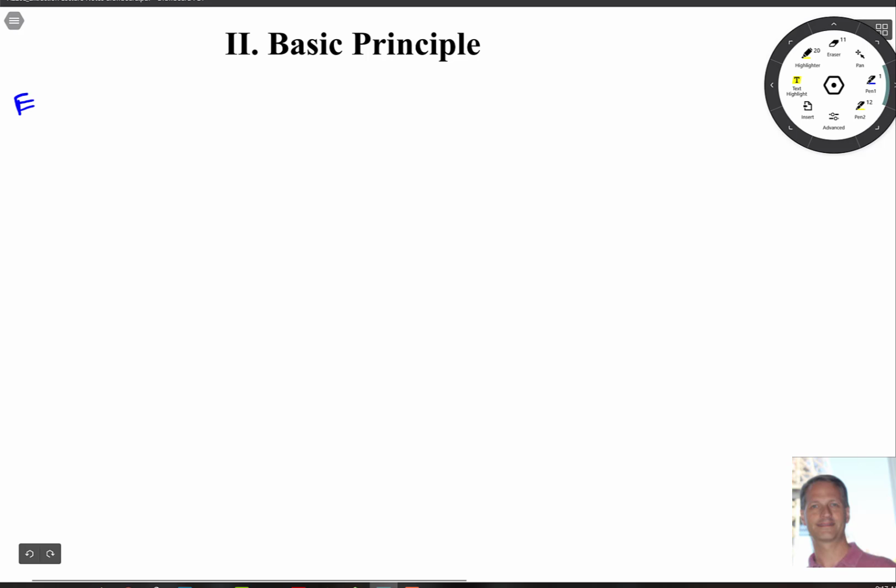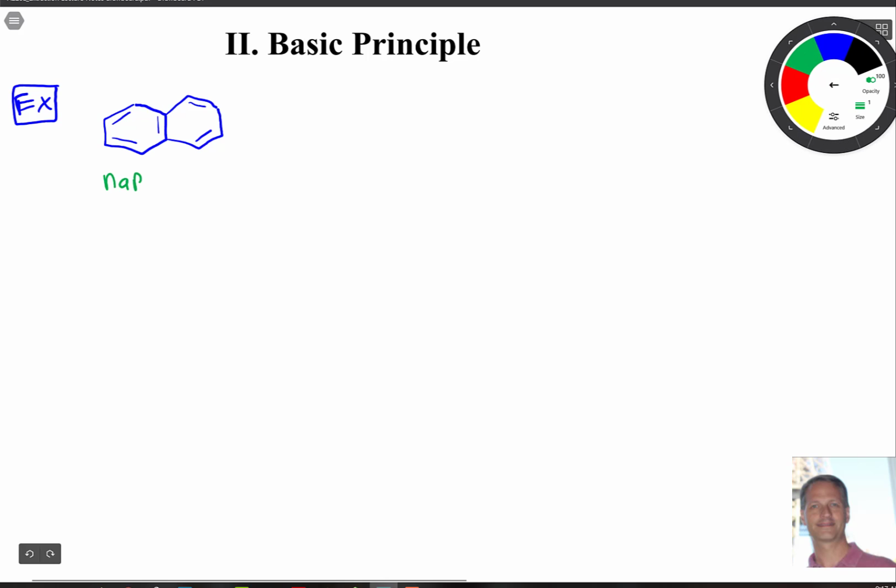So let's look at a little example here. Let's imagine that we have a mixture of, say, two solids. So take a second and let's draw out these two compounds. So this thing is called naphthalene. It is nonpolar, so it would dissolve in nonpolar solvents.